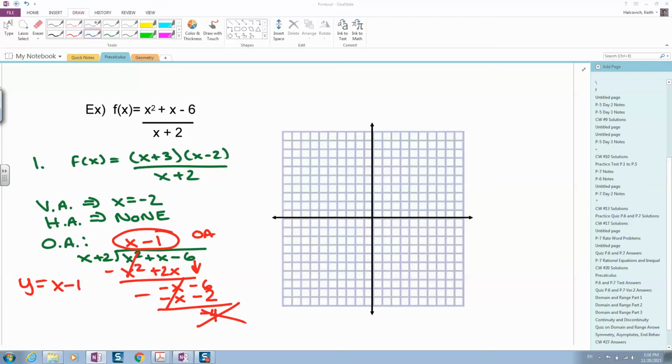So if you were to draw just the asymptotes, you have a vertical asymptote at x equals -2. You have an oblique asymptote of the line y equals x minus 1. So remember, you start at -1, and you would go up 1 over 1 to draw. So basically the line y equals x minus 1, that is your oblique asymptote.